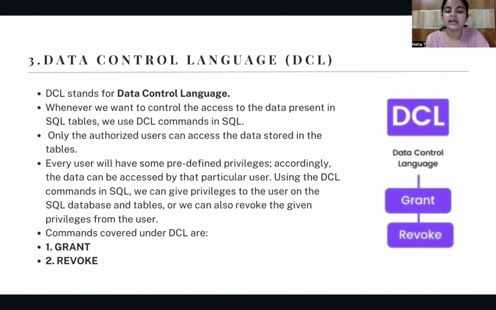Every user will have only some predefined privileges. Accordingly, the data can be accessed by that particular user. So using DCL commands in SQL, we can give privileges to a user on the database, or we can also revoke the given privileges from the user. The commands under DCL are grant and revoke. We have two, that is grant and revoke.